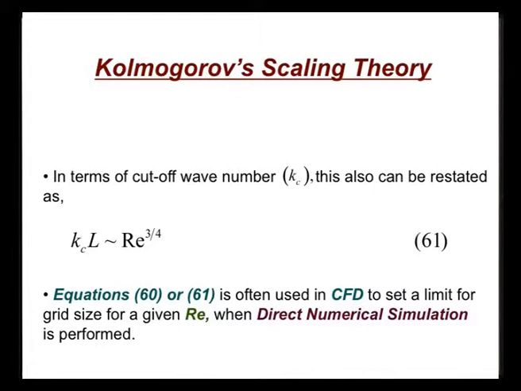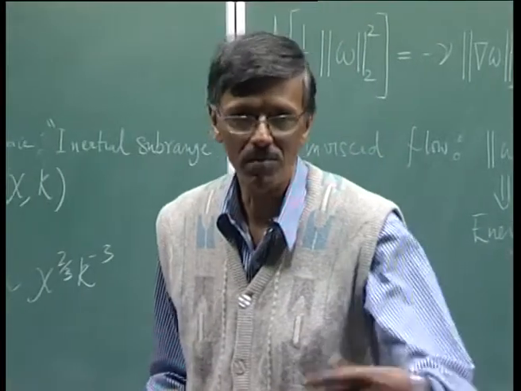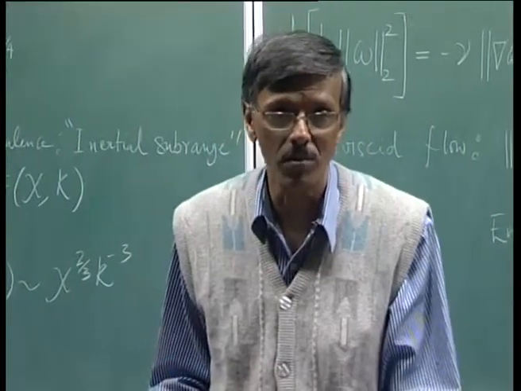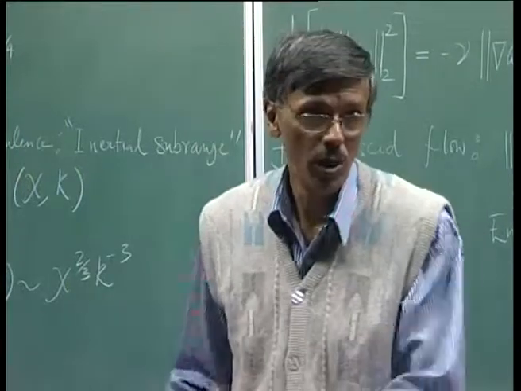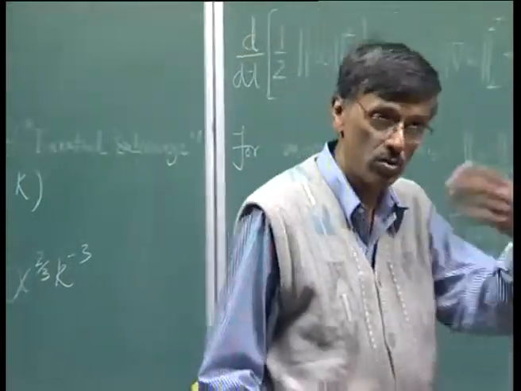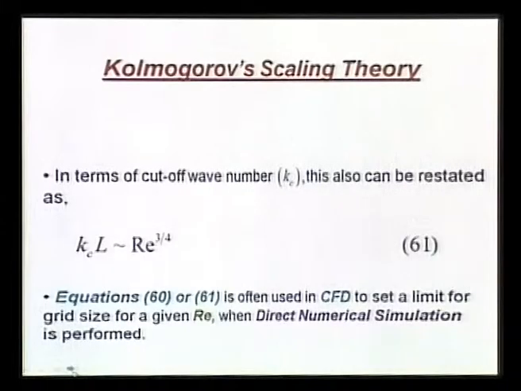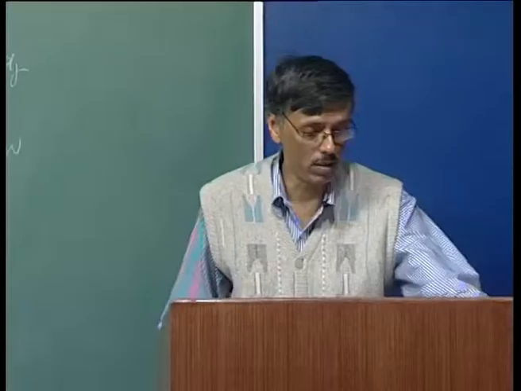This is something that you should know, that if you have done a simulation for some Reynolds number and you double the Reynolds number, your requirement on the number of points would go as Re squared. So, it will be squared. This is something that we need to remember.